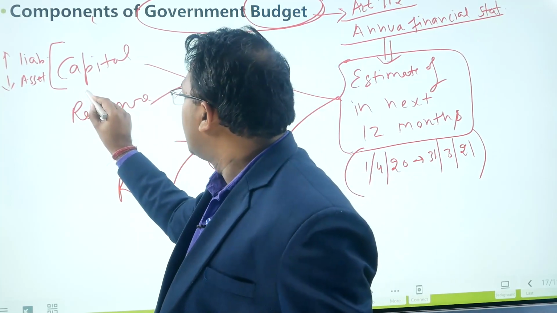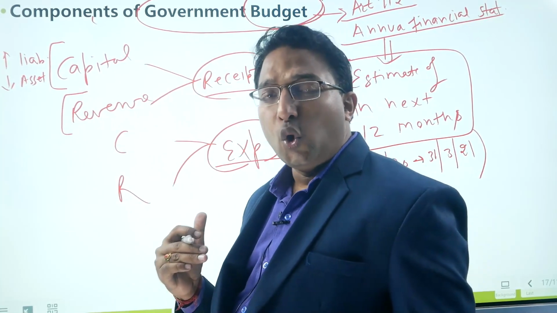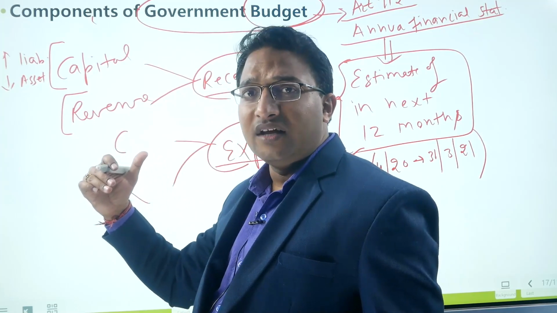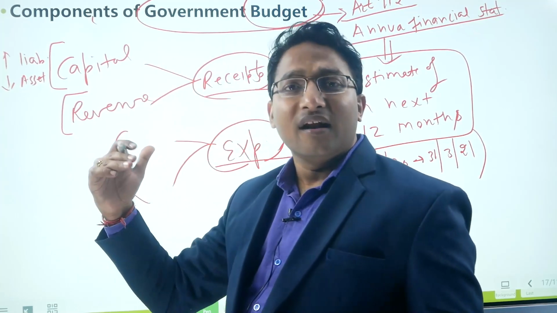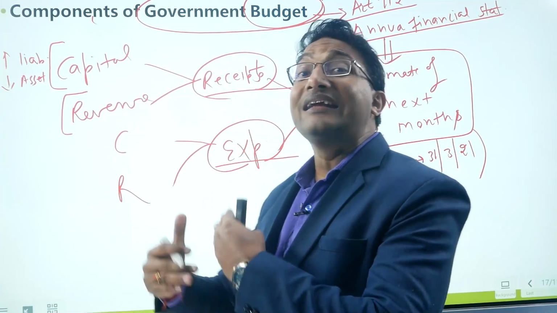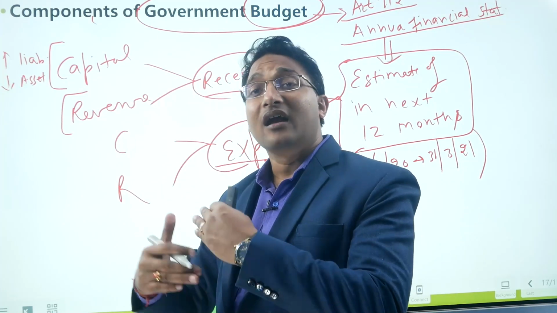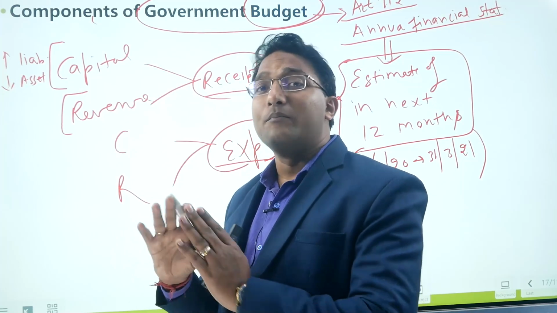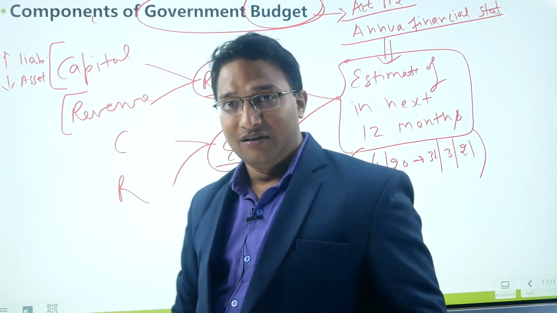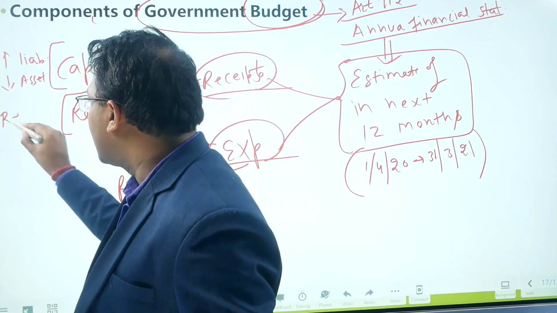If we talk about revenue receipts, these are those receipts which are either in the form of taxes or some non-tax items which are received regularly. So they are recurring in nature. The main feature of revenue receipts is that they are recurring in nature, coming year after year, and they are not impacting assets and liabilities. So there is no impact upon assets and liabilities. It is recurring in nature.